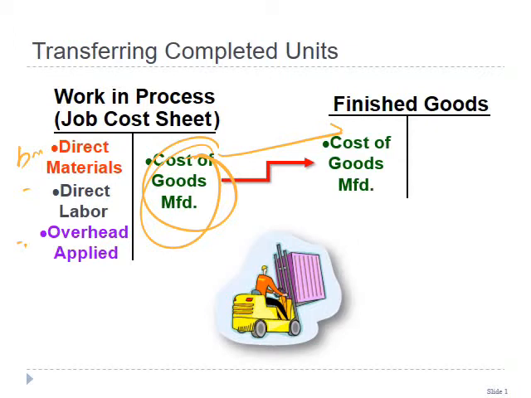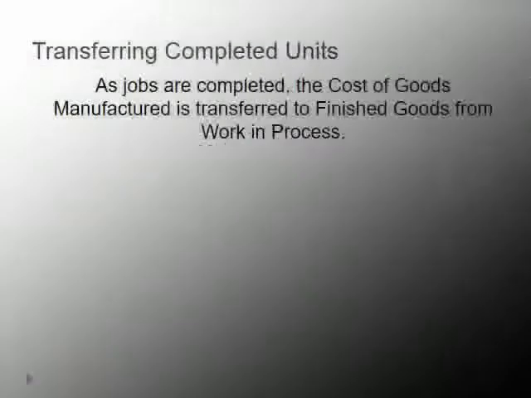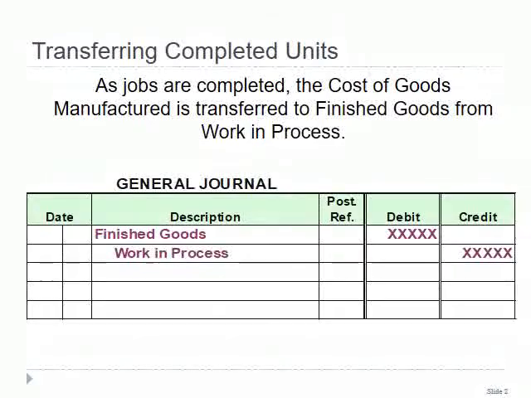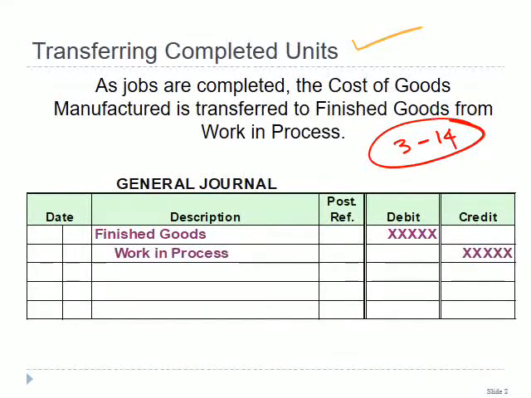And then we transfer the completed units. It means work in progress will decrease and finished goods will be increased. We also already have this concept discussed in our book example of 314. So we create the entry finished goods to work in progress.